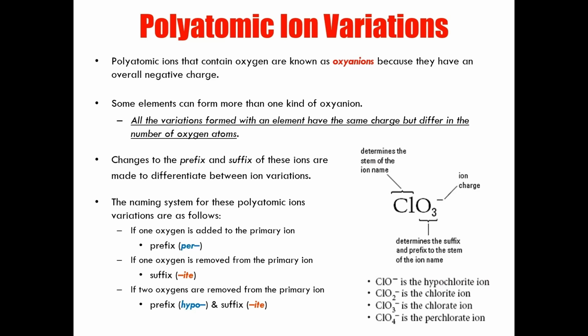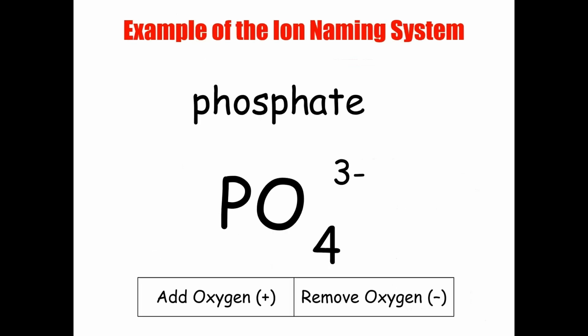Now, it's important to note that these variations and the same naming system can occur to many different types of polyatomic ions, as you'll see in the coming slides. So as I was saying, these variations can exist in many different types of polyatomic ions. Here we have phosphate. Let's use this naming system to identify the different variations that can occur within the phosphate structure.